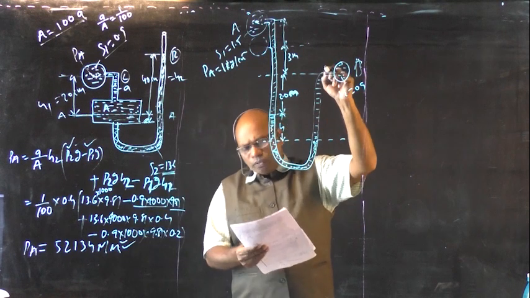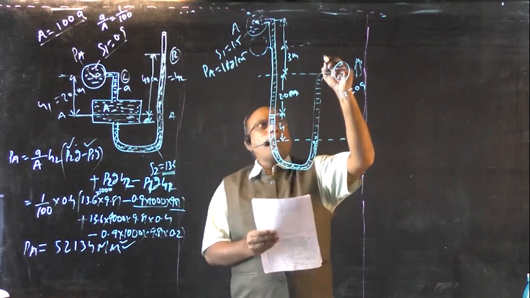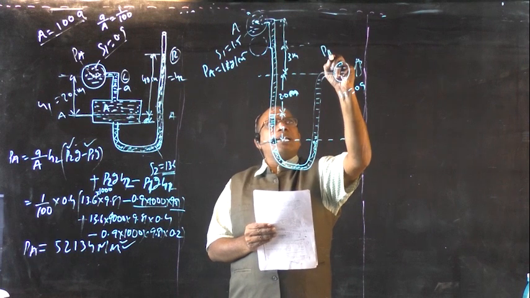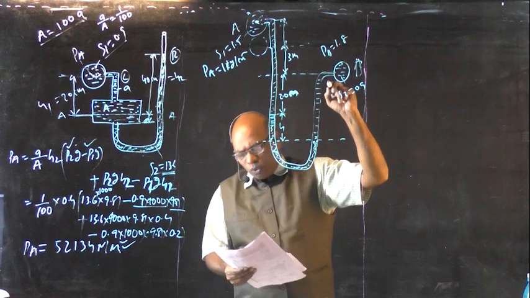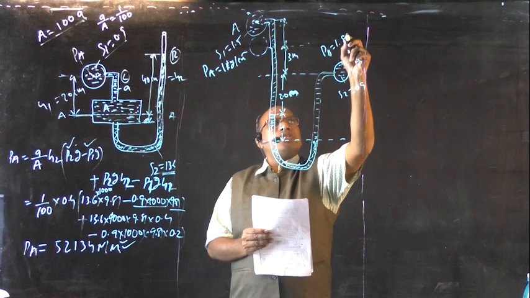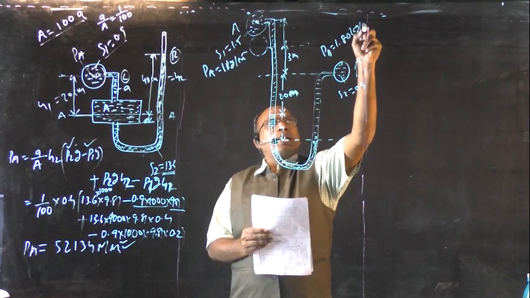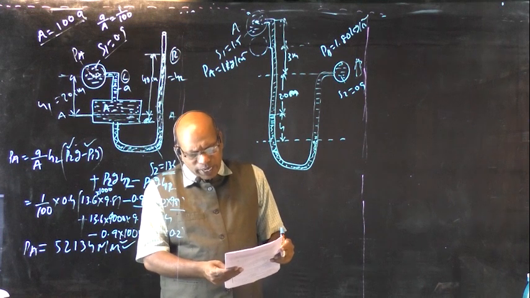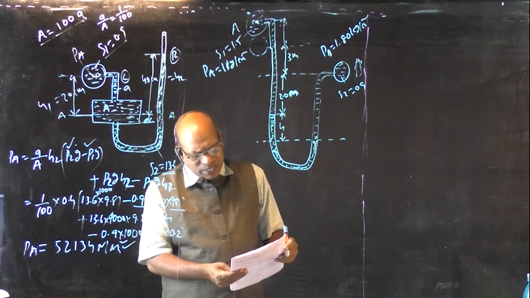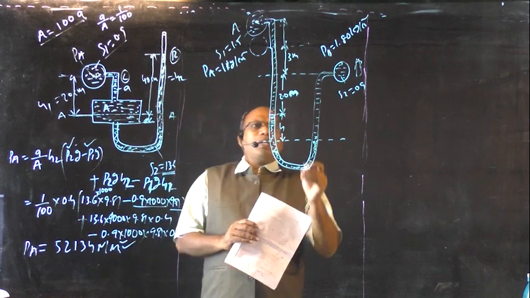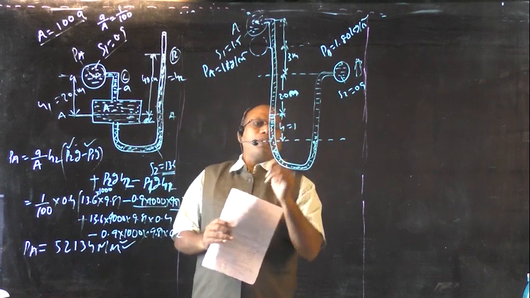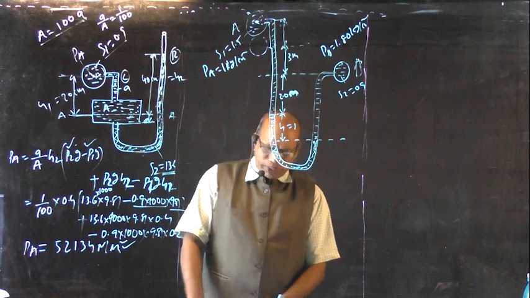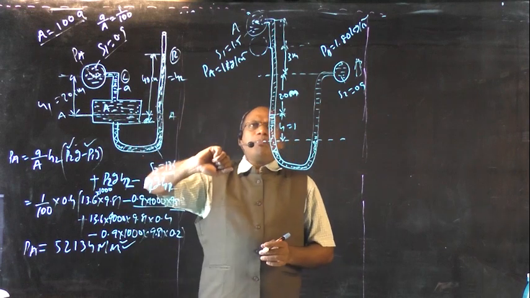Pressure at B equal to 1.80 kg force per cm square respectively. Find the difference in mercury level in the differential manometer. What is the H? This is the differential mercury level difference. Right, this is the problem.